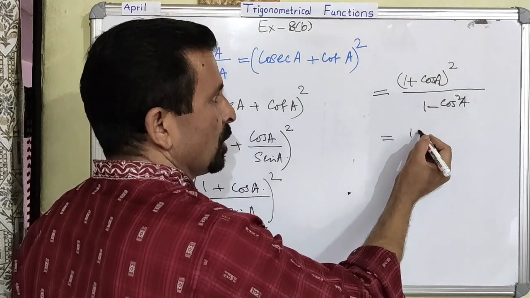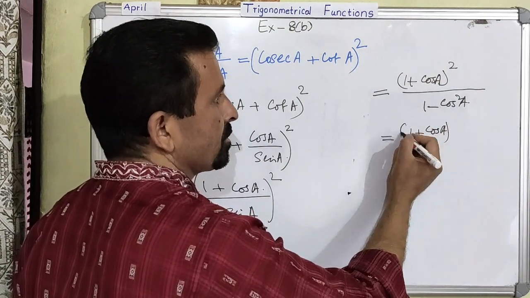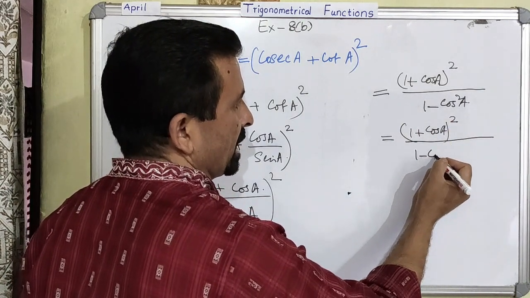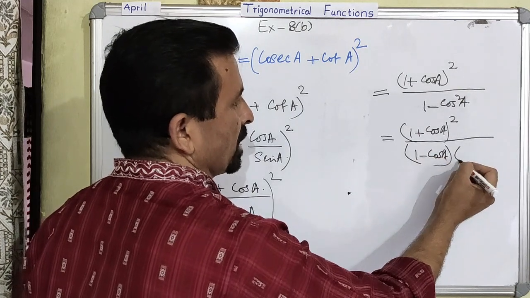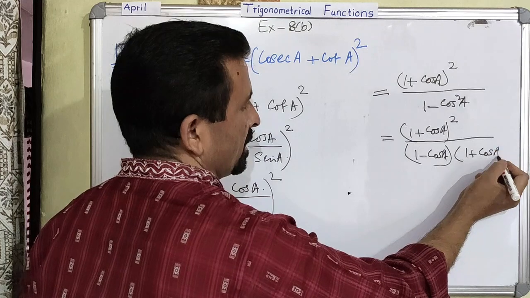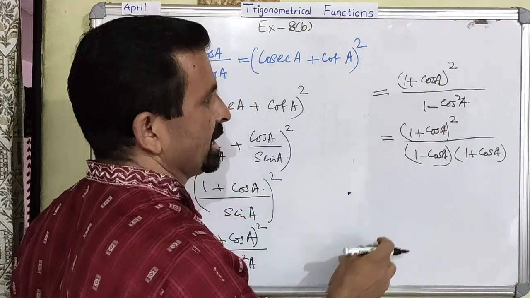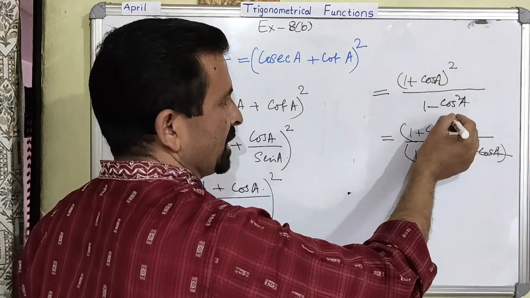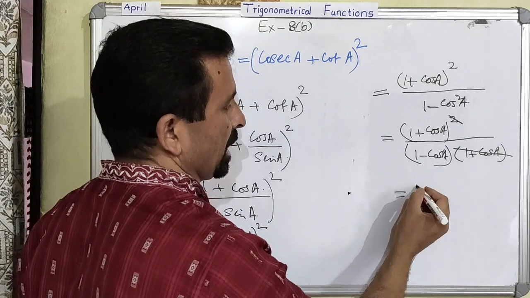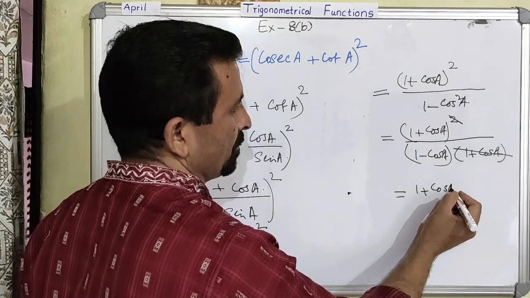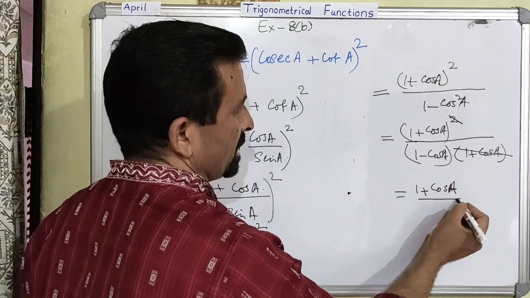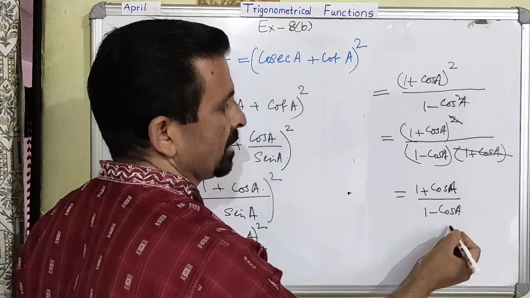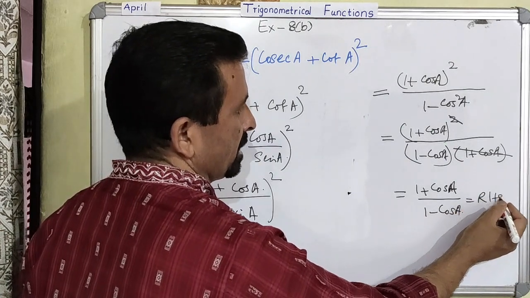Numerator will be as it is still, (1 plus cos A) whole square. Denominator I will write as A minus B, that means (1 minus cos A) into (1 plus cos A). Is this okay? Now I can see there is some similarity in the numerator and the denominator. So that will be cancelled. This is completely cancelled. The power of this one will reduce by 1, and therefore you get your answer (1 plus cos A) divided by (1 minus cos A). Is this very clear? So with this you got your right hand side.